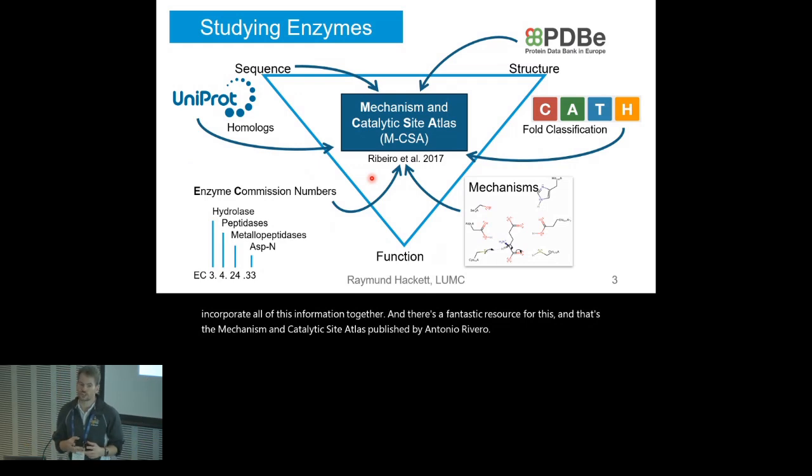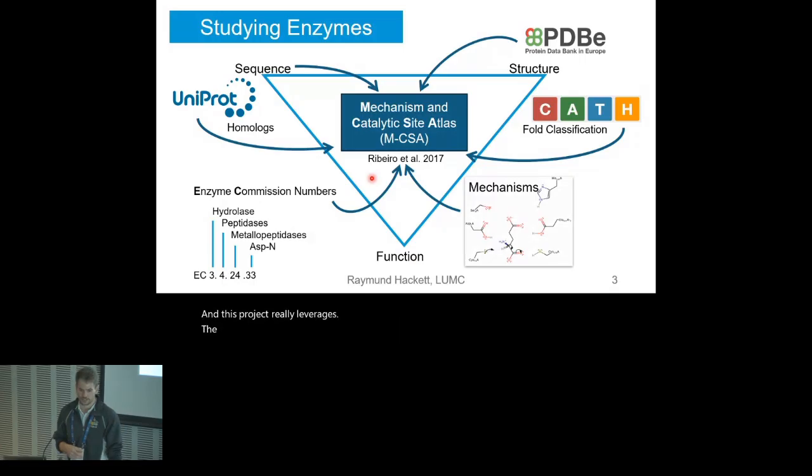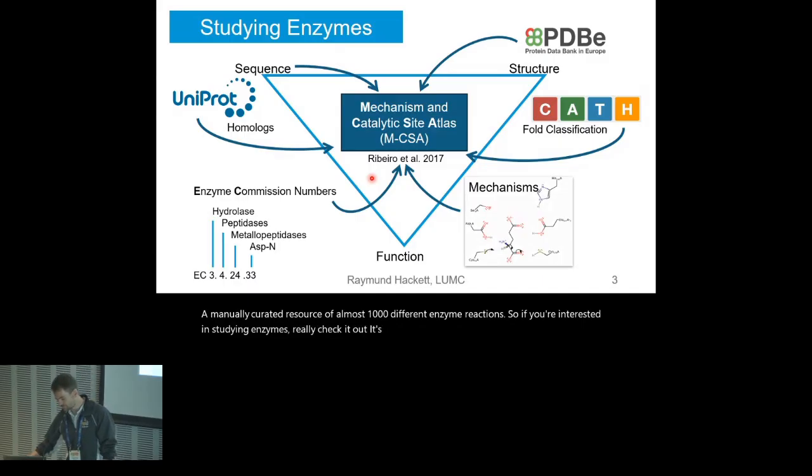And this project really leverages the Mechanism and Catalytic Site Atlas. It is a manually curated resource of almost 1,000 different enzyme reactions. So if you're interested in studying enzymes, really check it out. It's amazing. And we took this resource and we looked at the catalytic residues that define these different enzyme mechanisms.